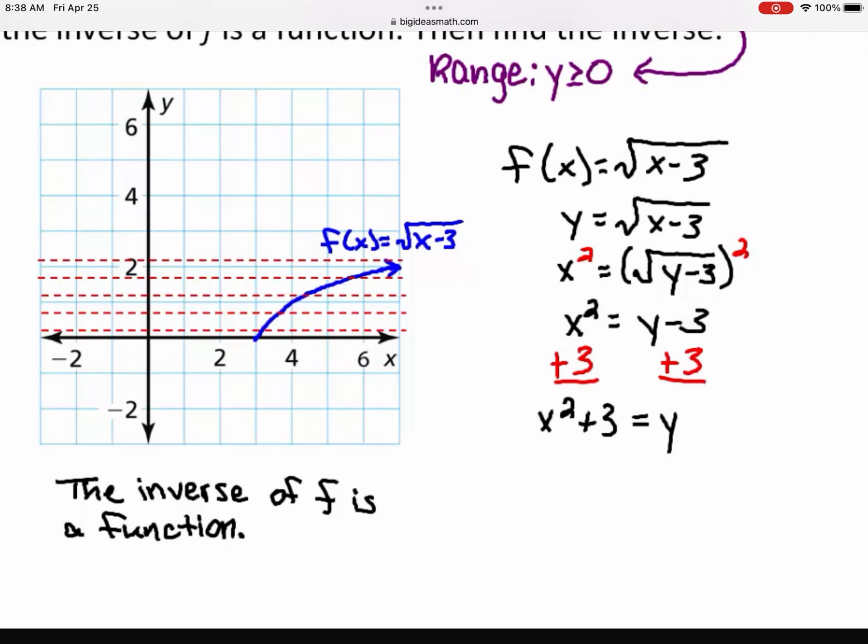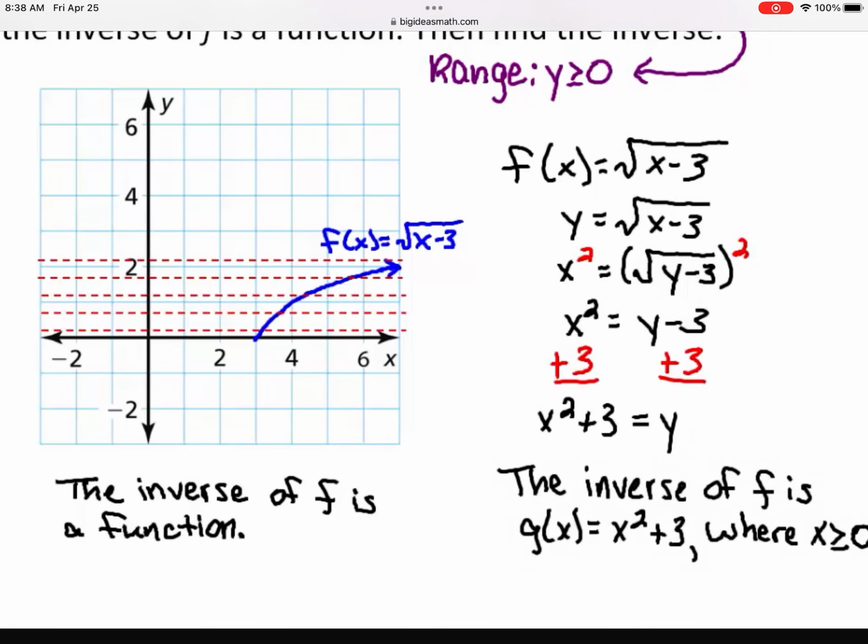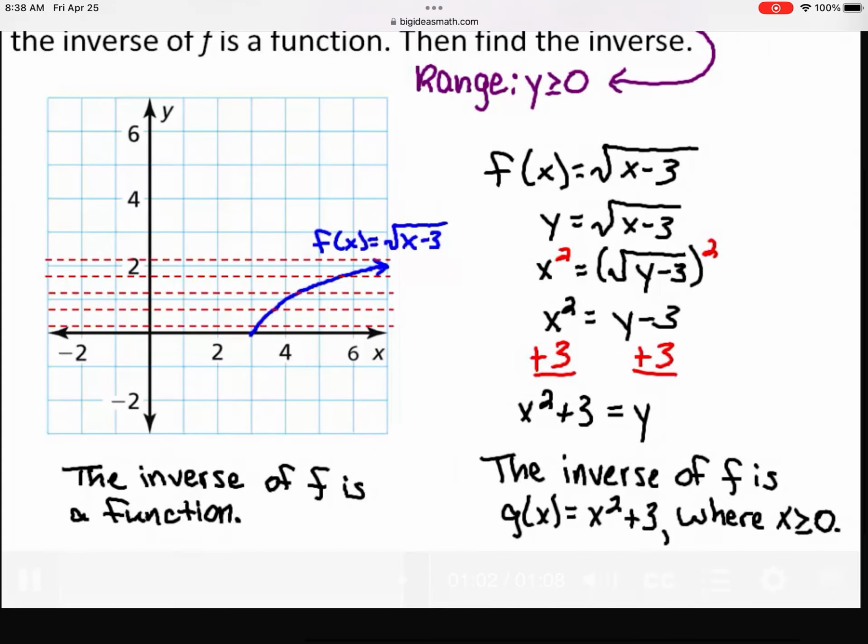Because the range of f is y is greater than or equal to 0, the domain of the inverse must be restricted to x is greater than or equal to 0. So the inverse of f is g of x equals x squared plus 3, where x is greater than or equal to 0.